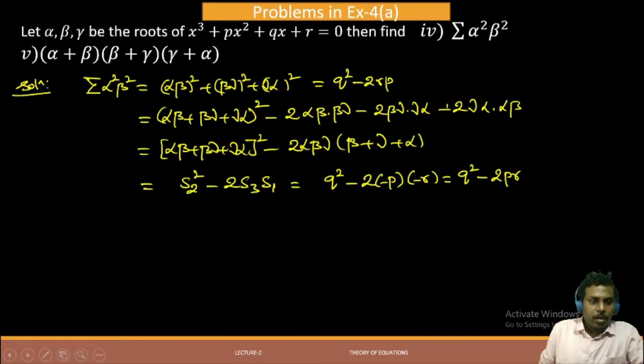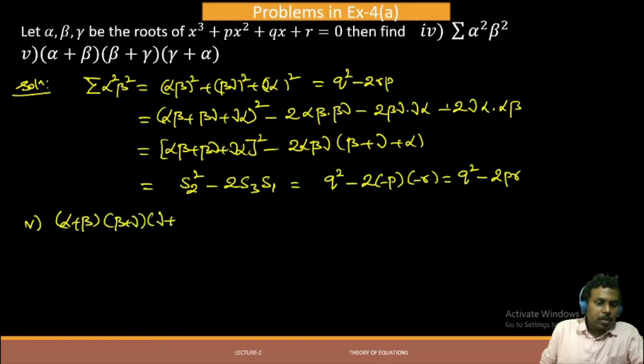Okay, now let us solve the next one. This is alpha plus beta into beta plus gamma into gamma plus alpha. So this is what we have to find out here. Okay, now let us see how to answer this question.